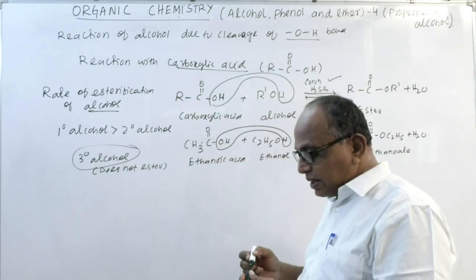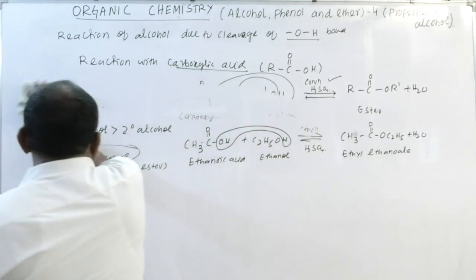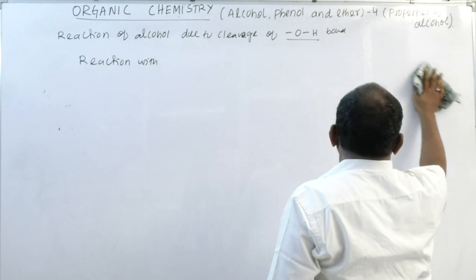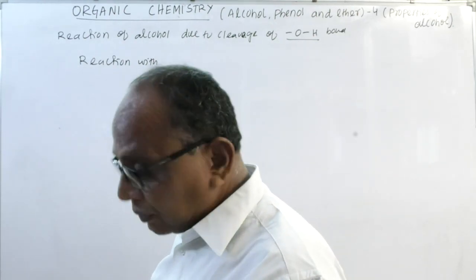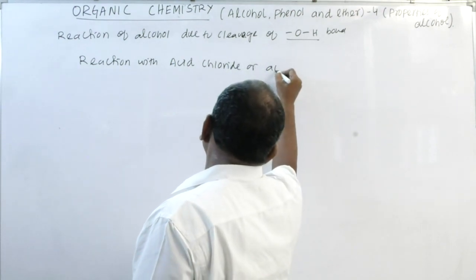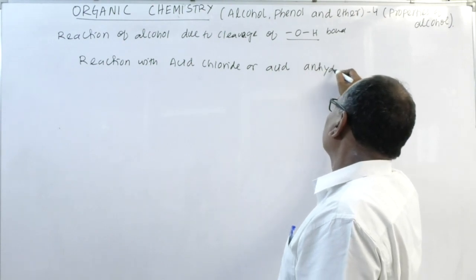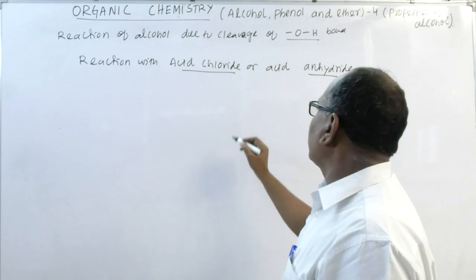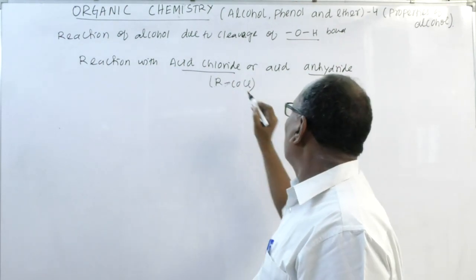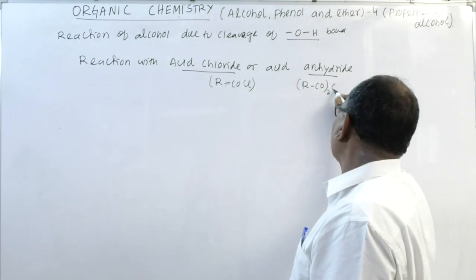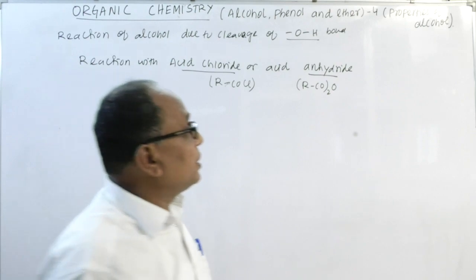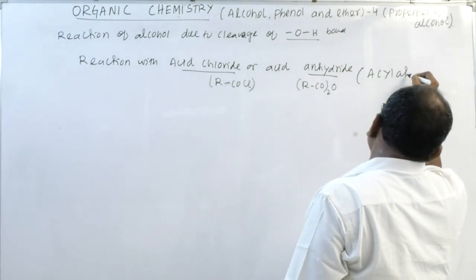Okay students, this is your esterification, and next come to the reaction with acid chloride or acid anhydride. What is acid chloride? It means RCOCl, or (RCO)2O. This is called acid anhydride. And the action of acid chloride or acid anhydride with alcohol is known as acylation.